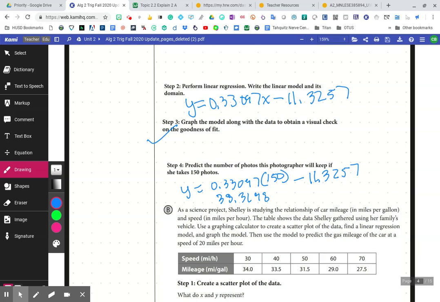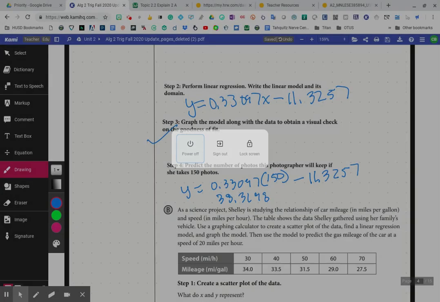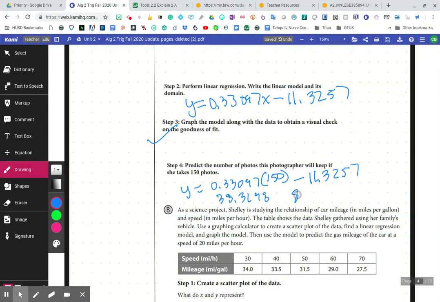38.3198. Okay, so let's interpret what that means, okay? So what that means is that she will keep about 38 photos for every 150 she takes. Ooh, that was not what I wanted. Okay, she will keep 38 photos for every 150 she takes.